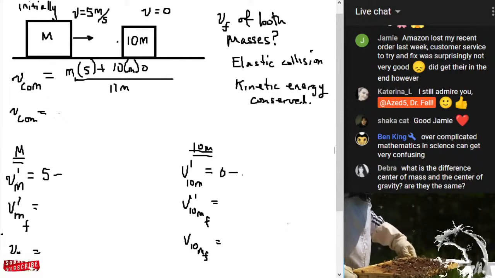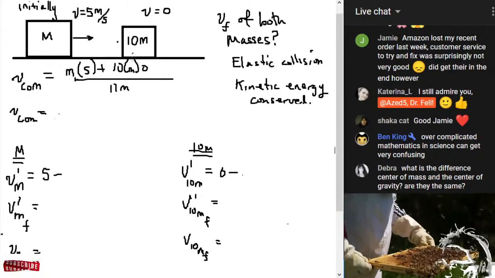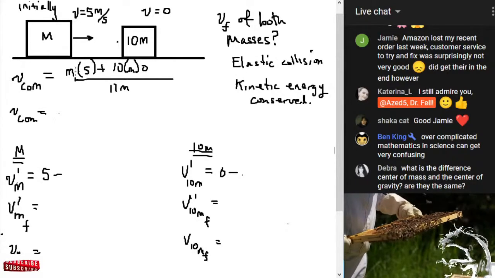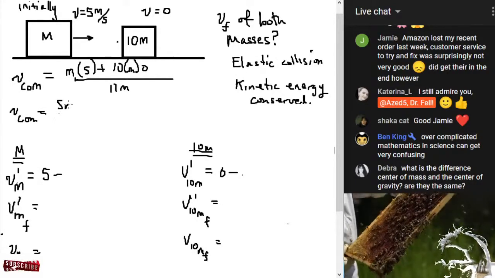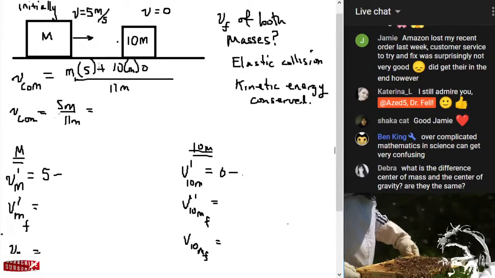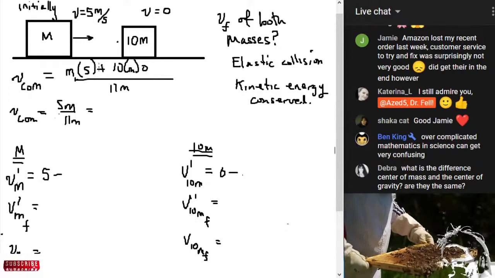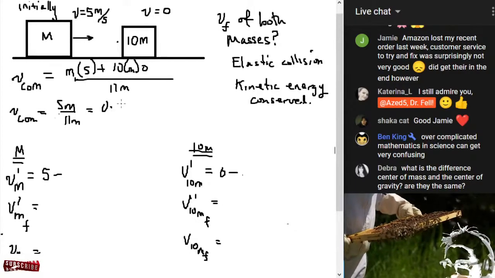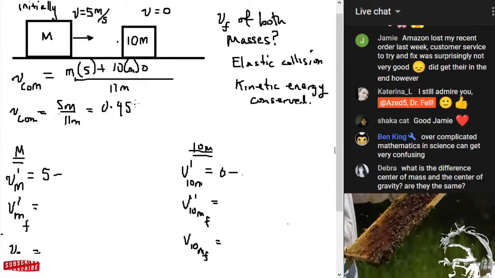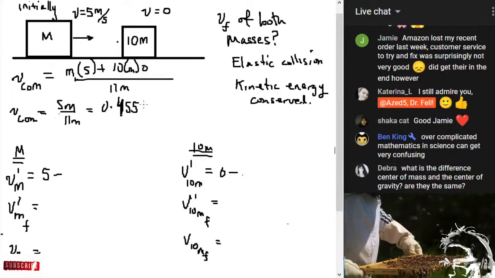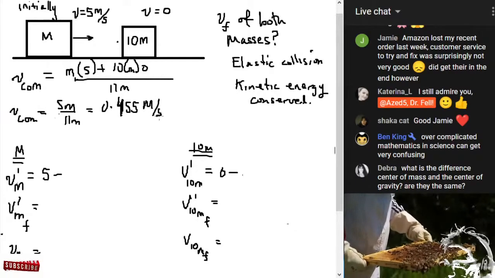Okay. This 10m times 0 is 0. So this should be just 5m over 11m. See how one stupid mistake at the beginning of the problem messes you up for the whole rest of the time. So it's 0.455. Now it'll work. Meters per second.